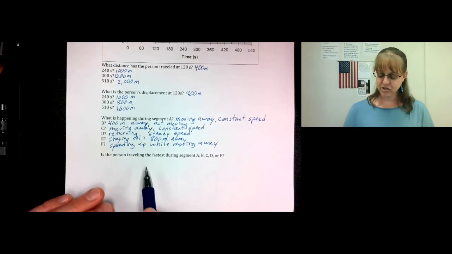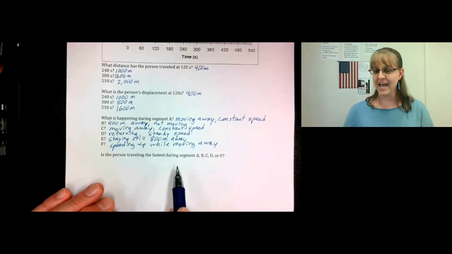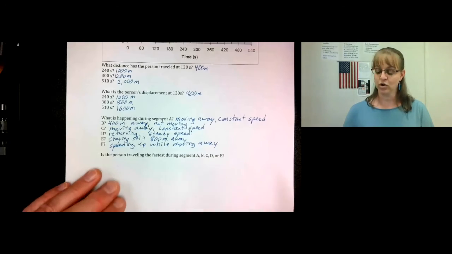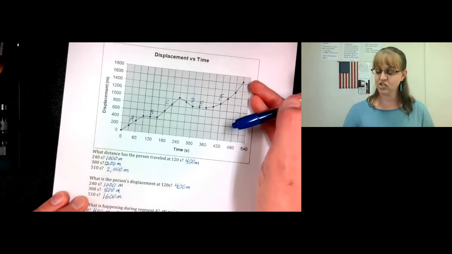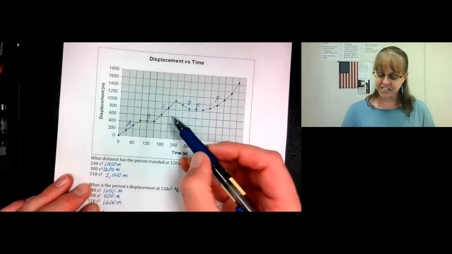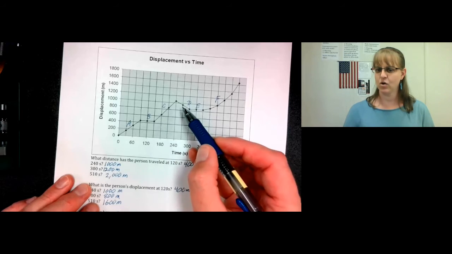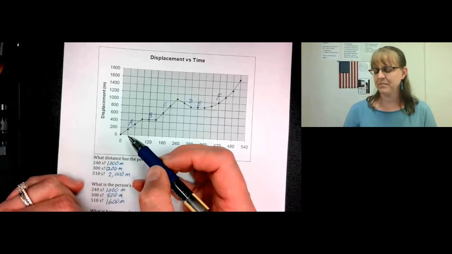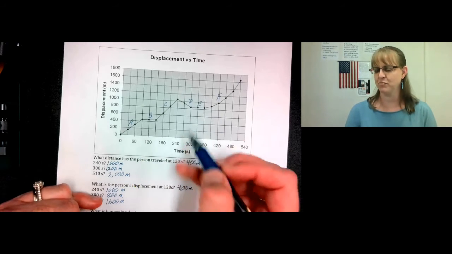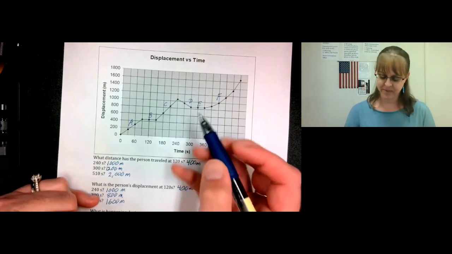Finally, is the person traveling the fastest during segment A, B, C, D, or E? We're not worried about letter F because the speed is changing. The steepest slope is going to be moving the fastest. So is that A, C, or D? Well, let's look at each one because I'm having trouble telling which slope is the steepest just by looking at it. So I need to do some calculations.